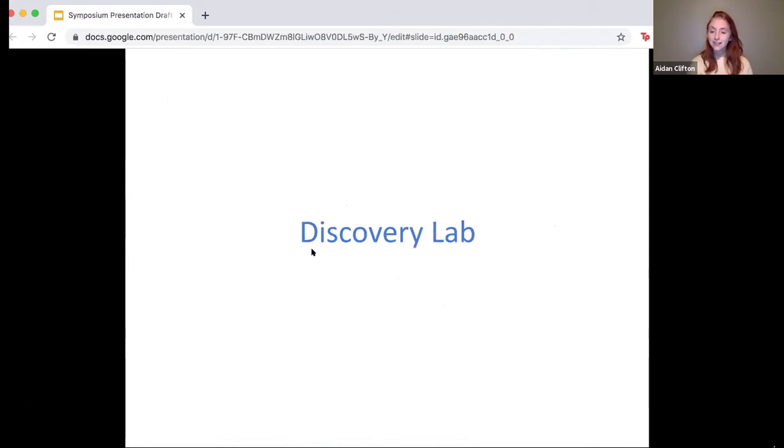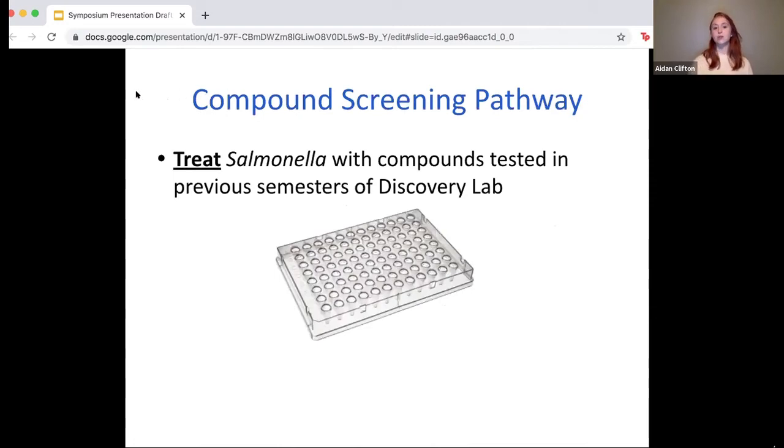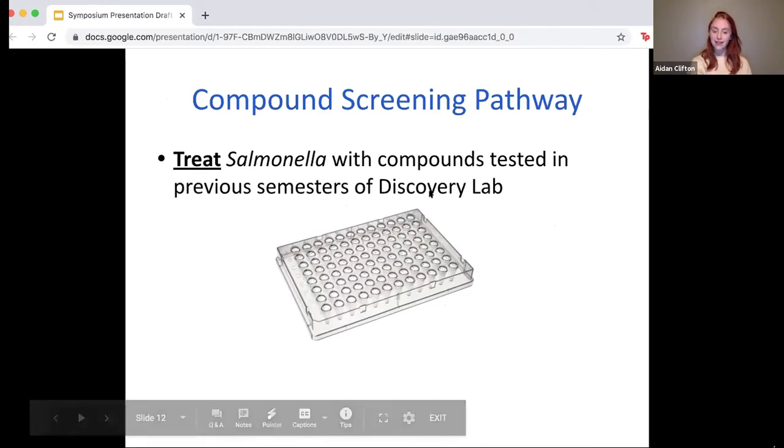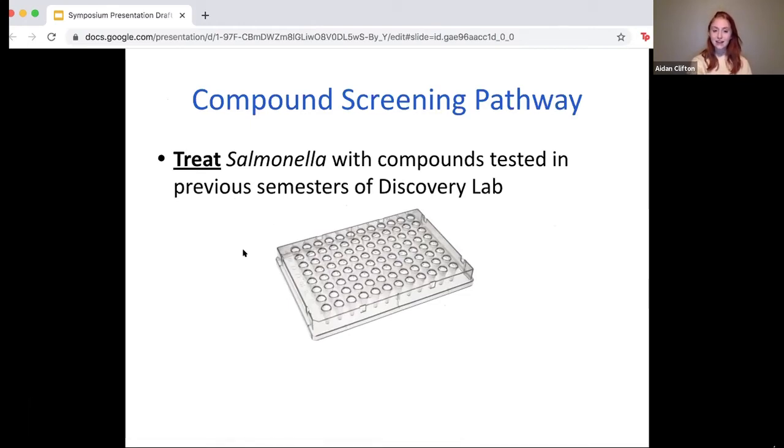Alrighty, so now I'm going to talk a little bit about the class, Discovery Lab. And the whole point of the class is to screen new compounds in order to search for new antibiotics. So the very first thing we do is we expose these new compounds to Salmonella in our handy dandy 96 well tray. And this semester was a little bit different. We had to use compounds that we already tested in previous semesters. Typically in the class, they just go ham and test a bunch of different compounds, but we couldn't do that because we were restricted by COVID.